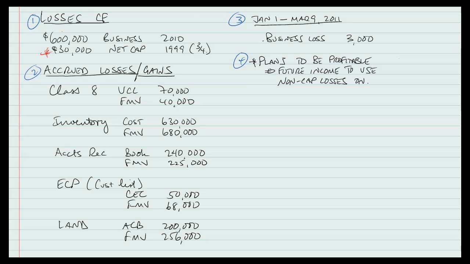And then what we want to look at is the accrued losses and or gains on all of the assets that they tell us about. So in this case, they tell us about a Class 8 asset that has a $30,000 loss. I look at the inventory and I say, okay, its fair market value is higher than its cost, so there's no loss. There's actually an inherent gain, but we know we can't take gains on inventory until we actually sell it.